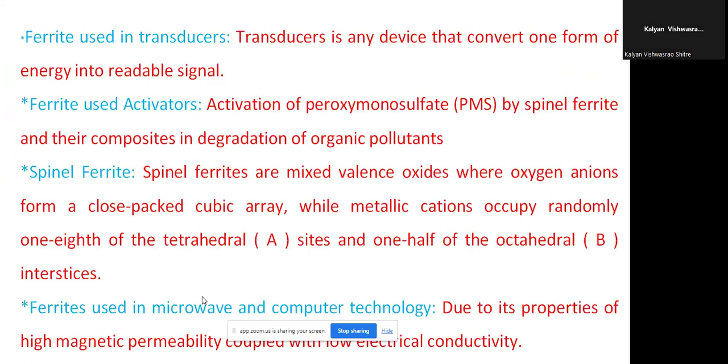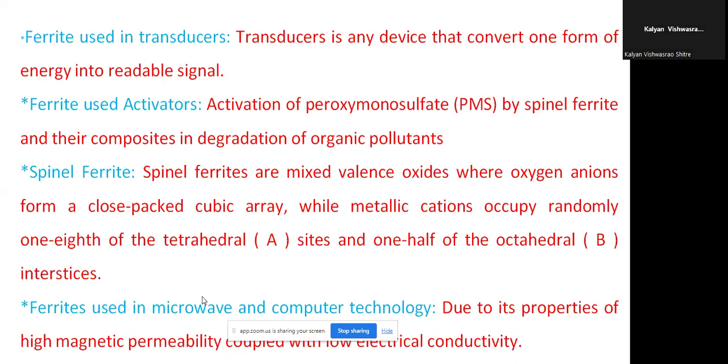Activation of peroxymonosulfate (PMS) by spinel ferrite and their composites in degradation of organic pollutants. Spinel ferrite means what? The spinel ferrites are mixed valence oxides where oxygen anions form a close packed cubic array, while metallic cations occupy randomly 1/8 of the tetrahedral sites and 1/2 of the octahedral interstitial spaces.